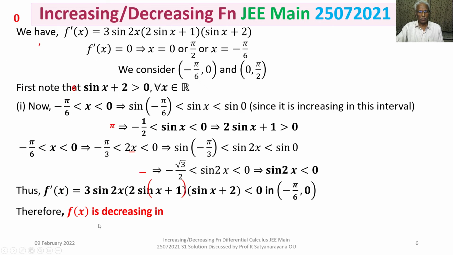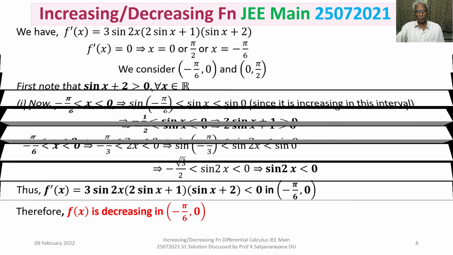Therefore, f of x is decreasing in minus pi by 6 to 0. And we are applying that result. The result was, if f prime x is negative in an interval I, then f x is decreasing in that interval I. And if f prime x is greater than 0 in an interval I, then f x is increasing in that interval I. So that is the result that we are using. Let us go for the next case.